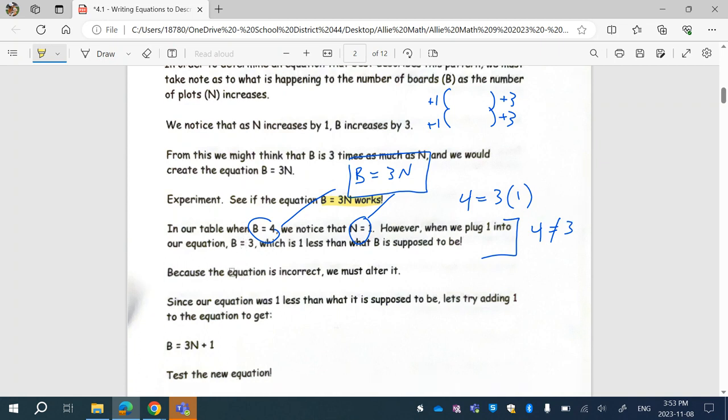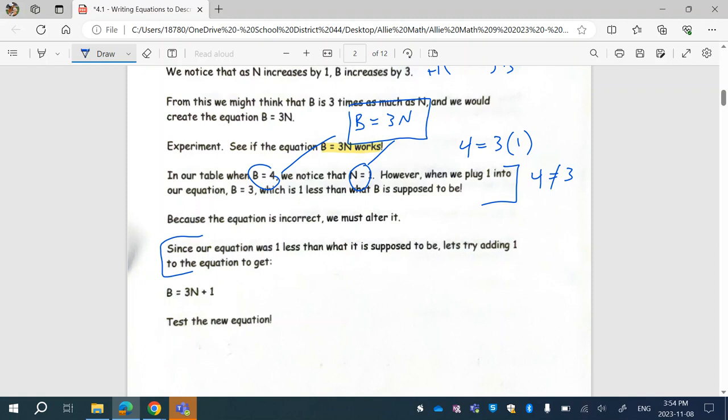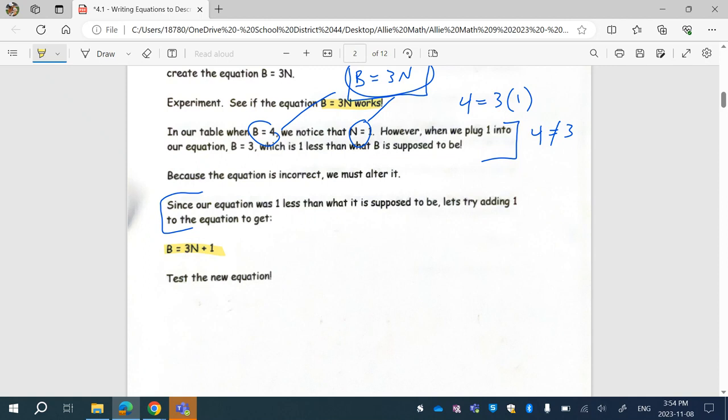So because the equation is incorrect, we must alter it. Since our equation was 1 less than it was supposed to be, let's try adding 1 to the equation. So we're taking our original, b equals 3n, and we're adding 1. Because remember we got 4 equals 3, it would need to be 1 more. So let's try this and see if that works. And we'll test our new equation. We can use any set of values. Remember, they were 1, 2, 3, 4, and the values were 4, 7, 10, and 13.